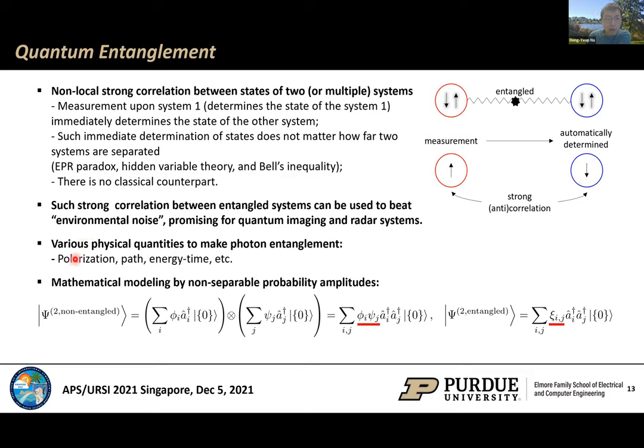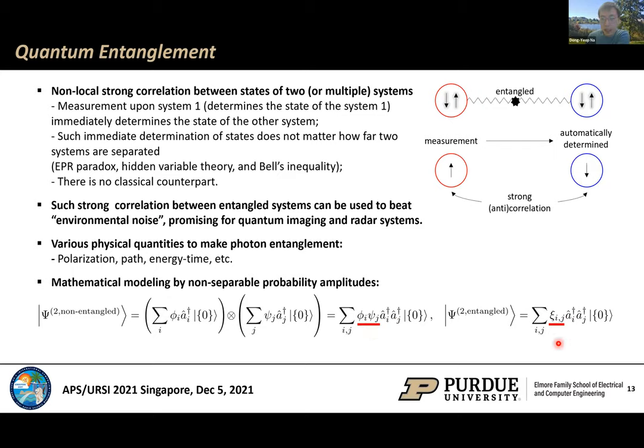There are a lot of physical quantities that we can use to make quantum entanglement, for example, polarization, path, and energy-time. From the mathematical viewpoint, if we want to make the quantum state of two photons in the non-entangled case, we use a double summation with double actions of the creation operator. It is separable for the non-entangled case, so it is a very similar concept to the separation of variables.